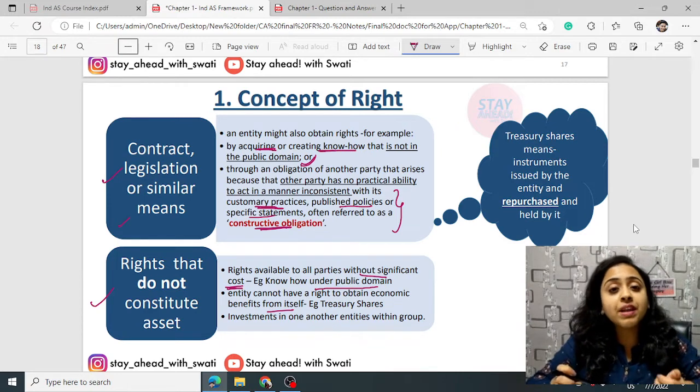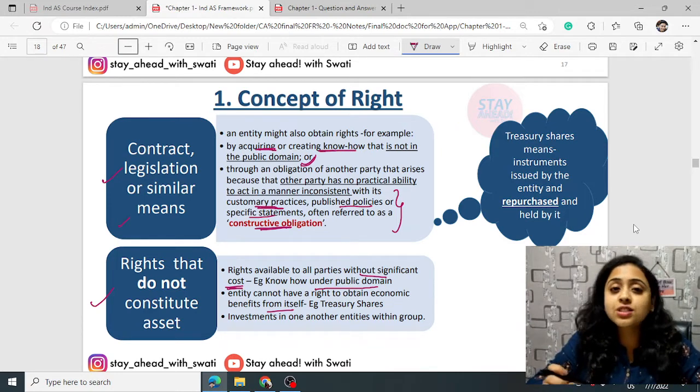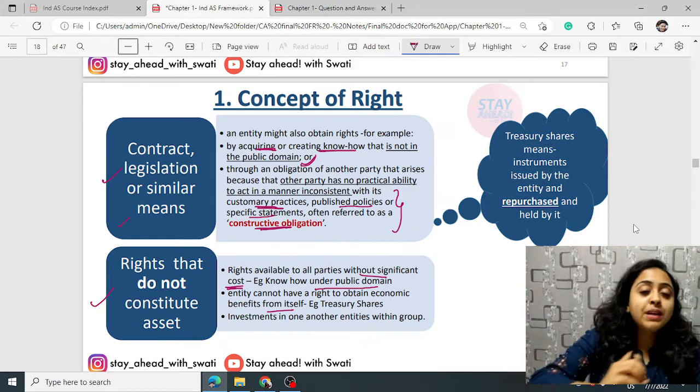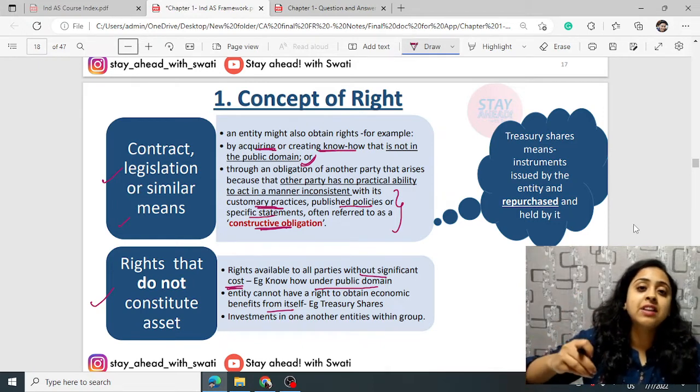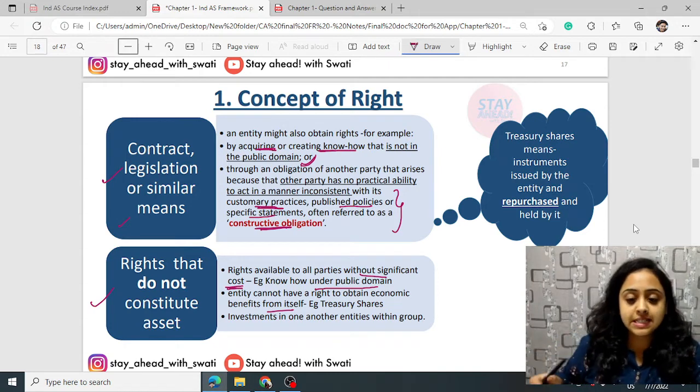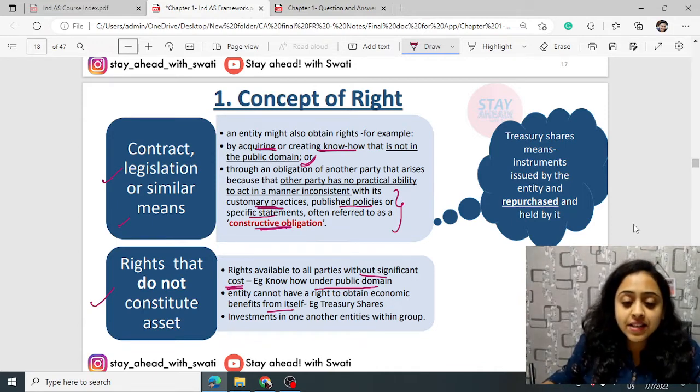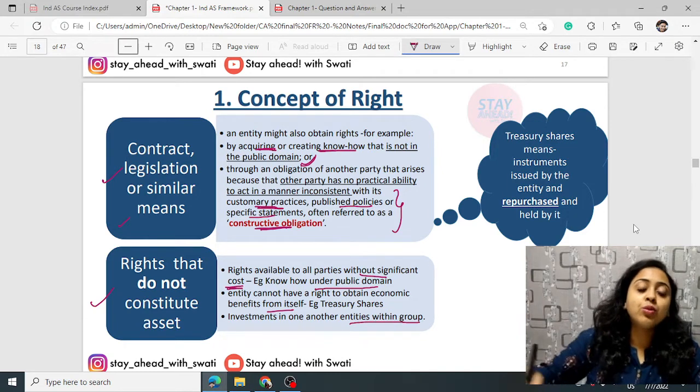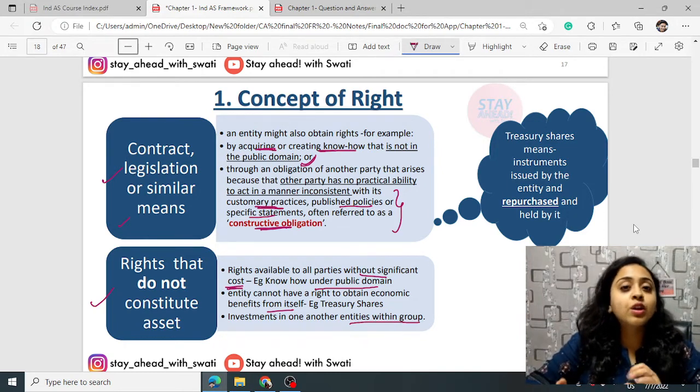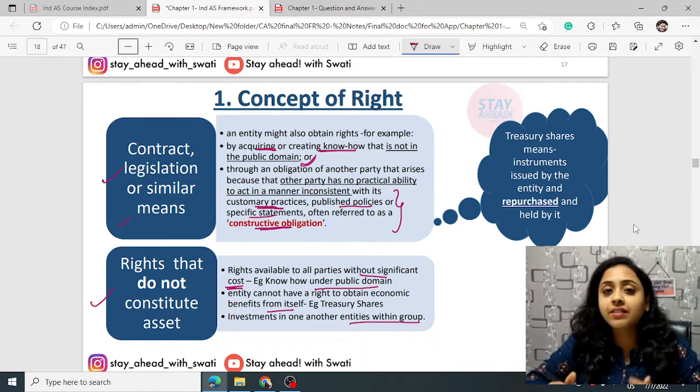So it is prohibited; it won't be considered as your asset if you are getting benefit from yourself, from your own things. For example, an entity cannot have a right to obtain economic benefits from itself, like treasury shares. Investment in one another entities within a group, for example, where group companies have invested in one another, will also not be considered as a right.